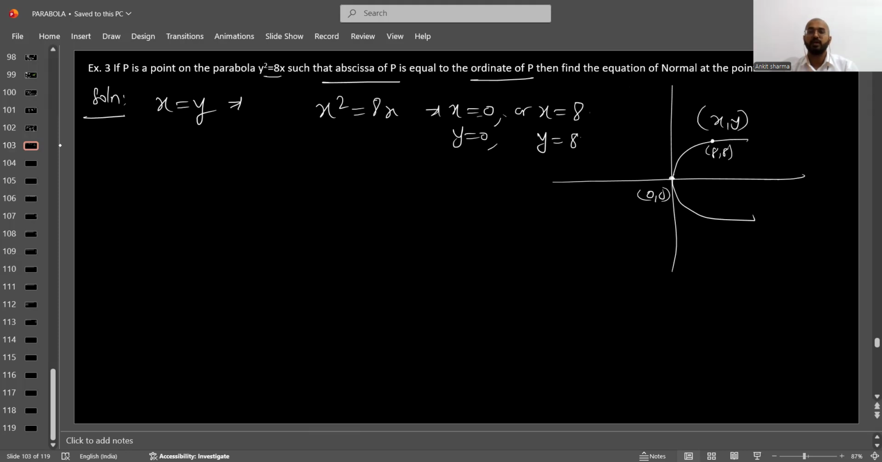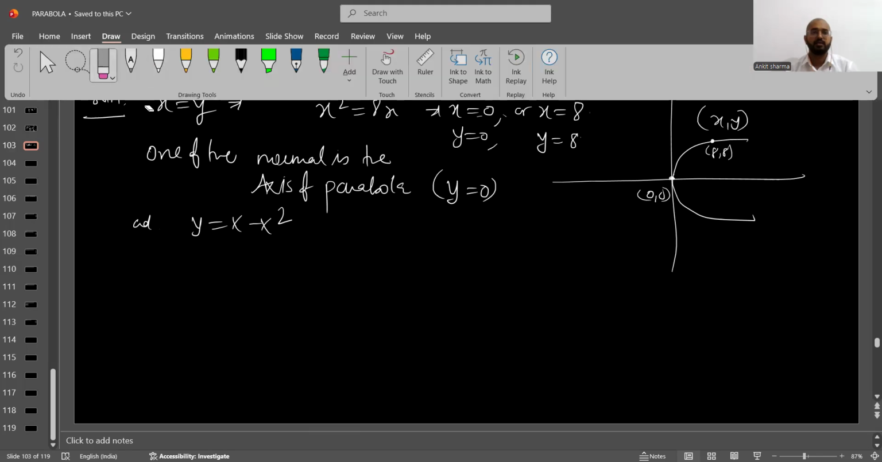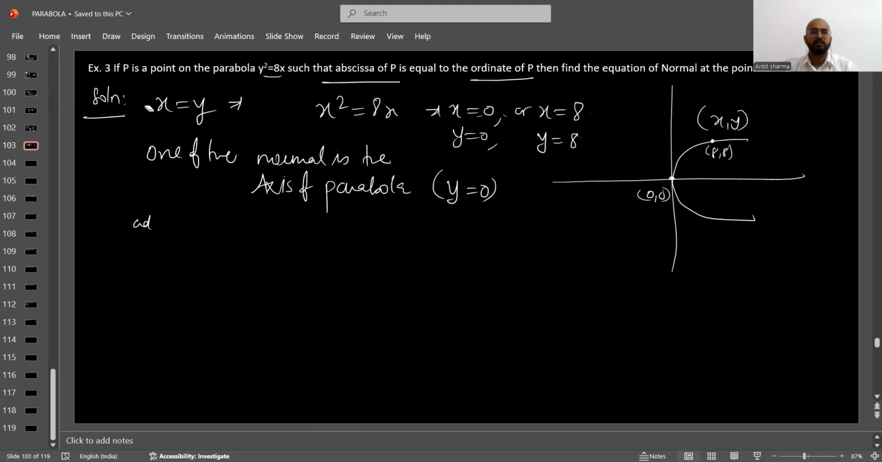So I need to find out the normal at the point P. So one of the normal is the axis of parabola here. One of the normal is axis of parabola, which is x-axis. That means y is equal to 0 is one of the lines. And for the second one, we have y square is equal to 8x. So I can simply differentiate this.